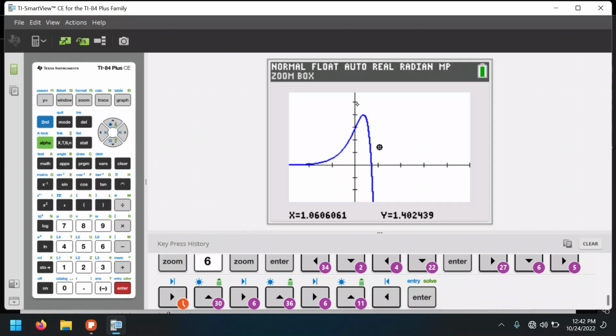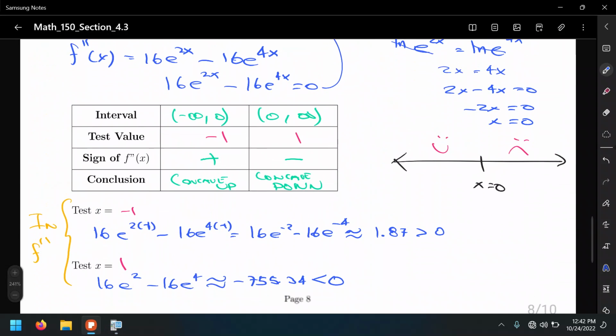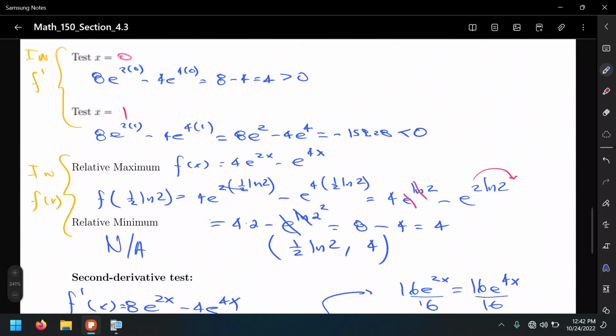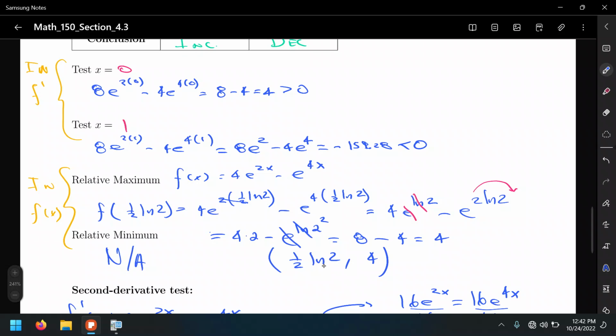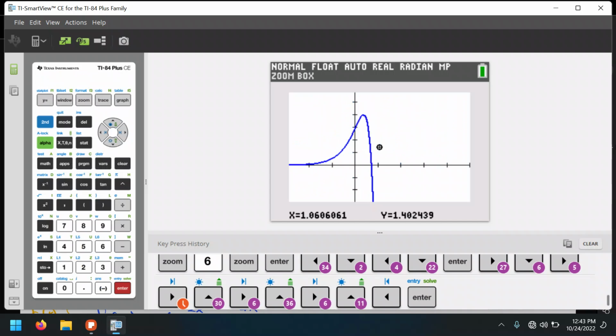Well, so let's check. So we have a maximum at the value, where is it? Where's the maximum? ln of 2, comma 1/2 ln of 2, comma 4. So the y value of the maximum is 4, isn't it? Isn't it confirmed by the graph? And that x value right here, I mean, it's not even a half. It's not even a half. So that's the 1/2 times ln of 2.